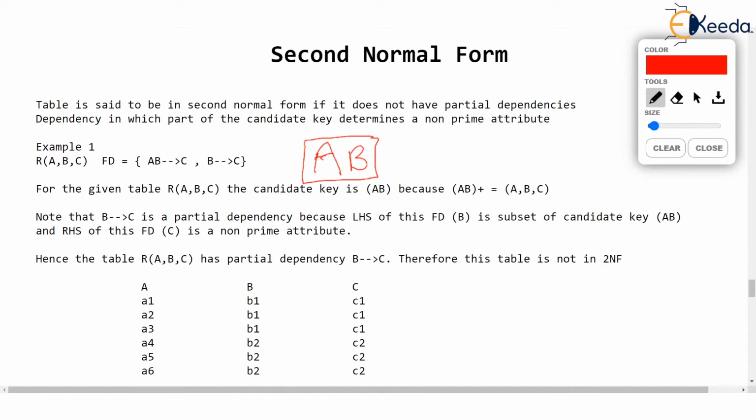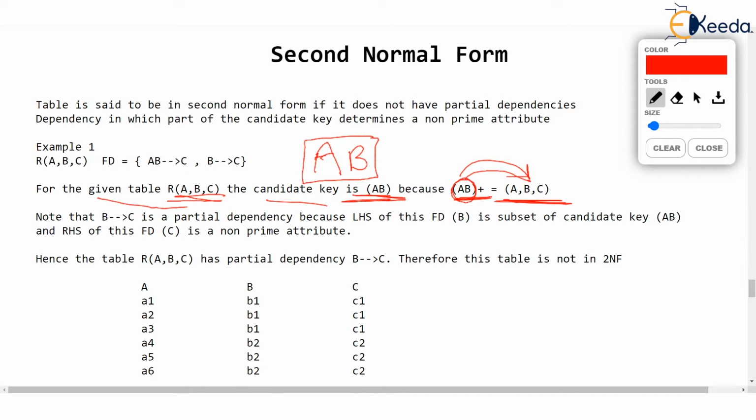Now watch this. For the given table R(ABC), the candidate key is AB, because the closure of AB is ABC. So all the attributes are there in the AB closure. So A and B have the capability to determine all the attributes. So AB is the candidate key.